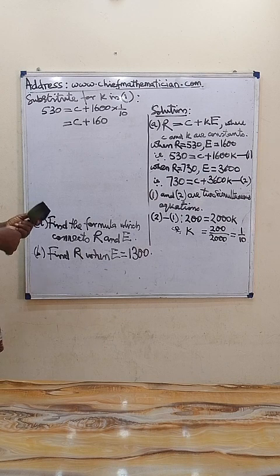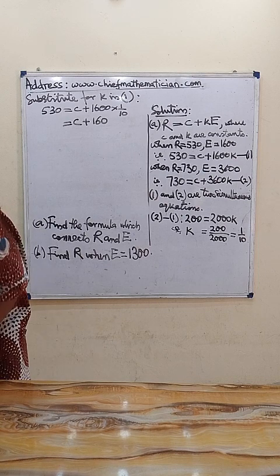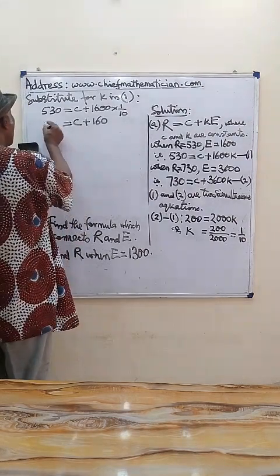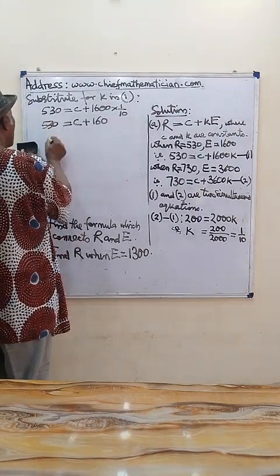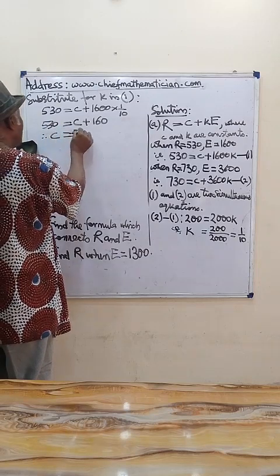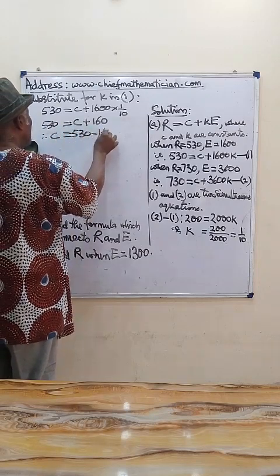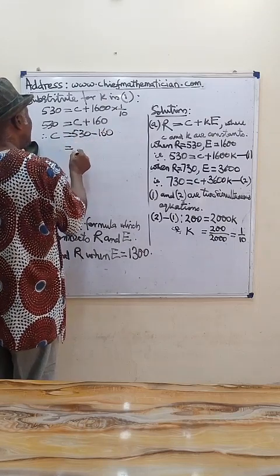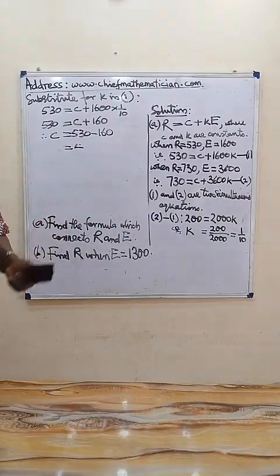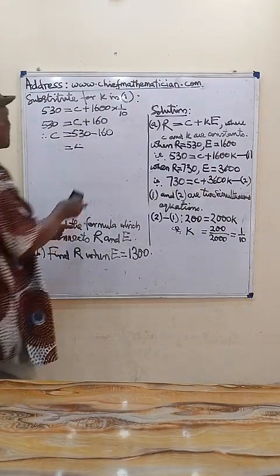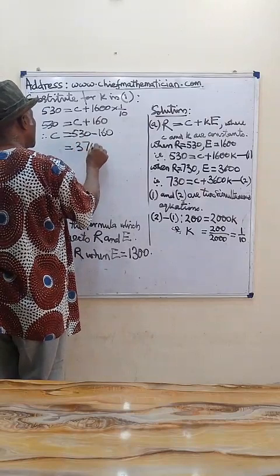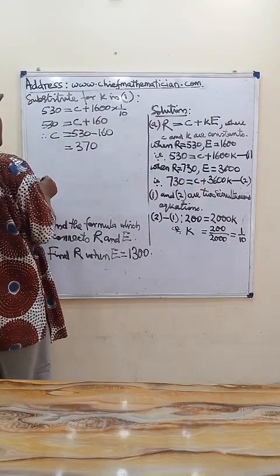And so what is our C? C is equal to 530 minus 160. What is it equal to? 370. C is equal to 370.